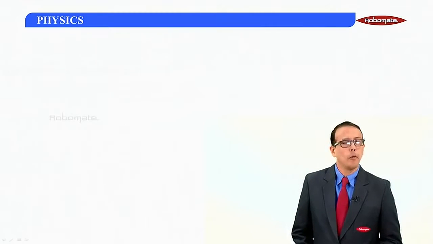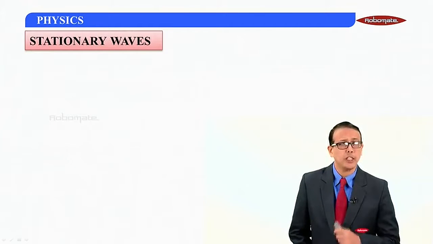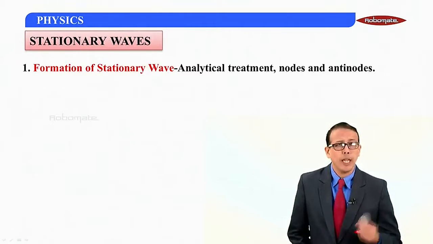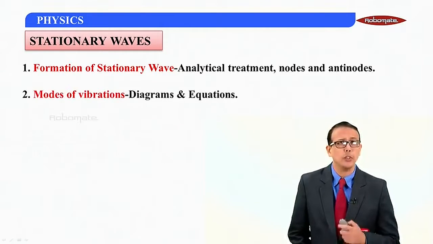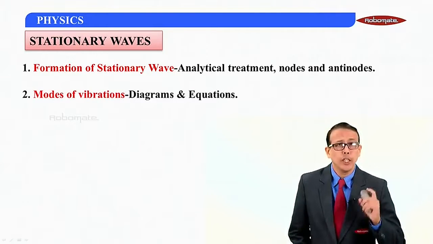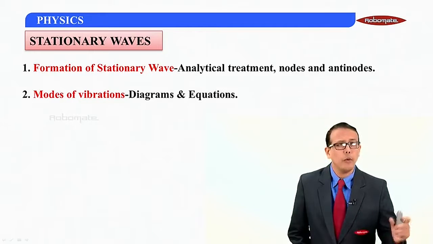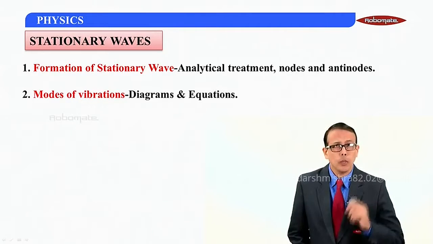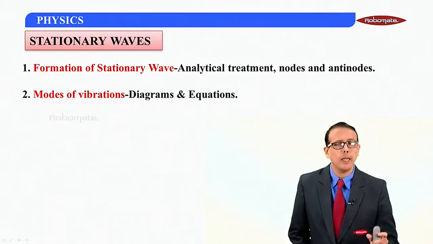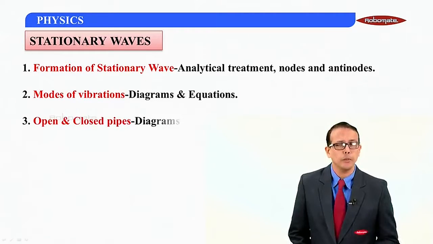Moving ahead, next chapter, stationary waves. One of the important questions is the analytical treatment or formation of stationary waves with explanation of formation for condition of nodes and antinodes, modes of vibrating string, diagram and equation. Students, here we have to know the different modes of diagram. So students, we should draw the diagram for different modes of vibration, clearly labeling it, and also the expression for respective frequencies in the different modes.